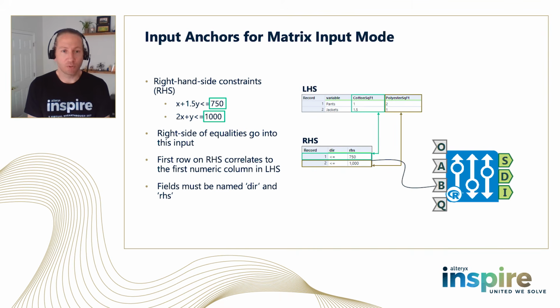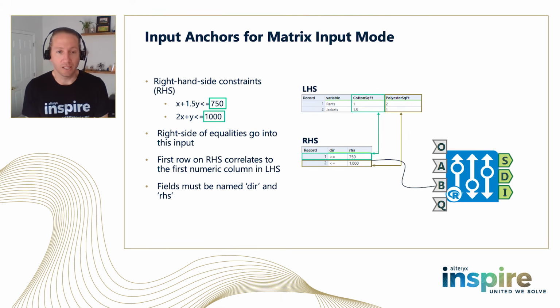So if you take the second column of the chart above, the LHS, it's colored in green, and that's the cotton. So for cotton, if we make 1 pair of pants, we take 1 square foot of cotton. If we make 1 jacket, we take 1.5 square feet of cotton. That corresponds with the first row of what's going into the B anchor. So the 1 times pants plus 1.5 times jacket has to be less than or equal to 750.